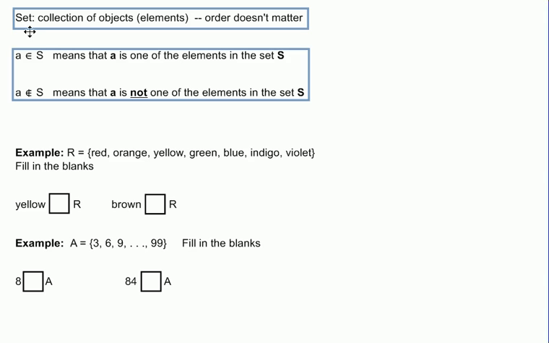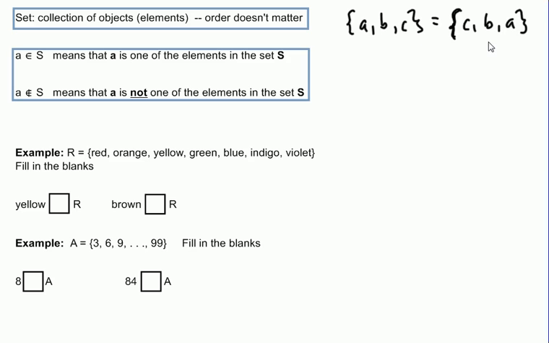The basic definition of a set is that it's just a collection of objects. We generally refer to them as elements in a more technical term. And the important thing to understand is the order doesn't matter. When we write a set, we use a set of curly braces, and we put elements of the set separated by commas. The fact that the order doesn't matter means that the set {A, B, C} is the same as the set {C, B, A}.